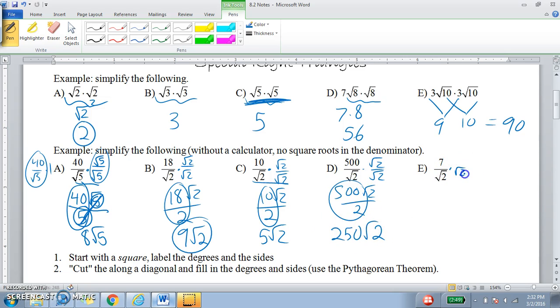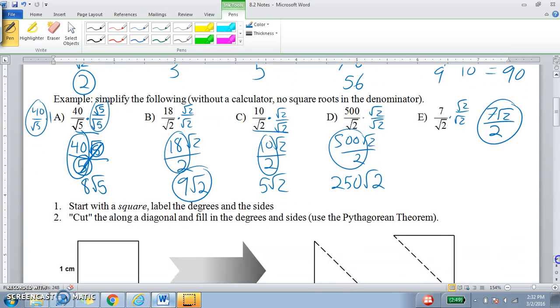For this one, when I multiply by root 2 over 2, I get 7 root 2 over 2. 7 over 2 does not reduce. We could turn it into 3.5, but generally we don't like to have decimals with radicals, so we're just going to leave this as 7 root 2 over 2.